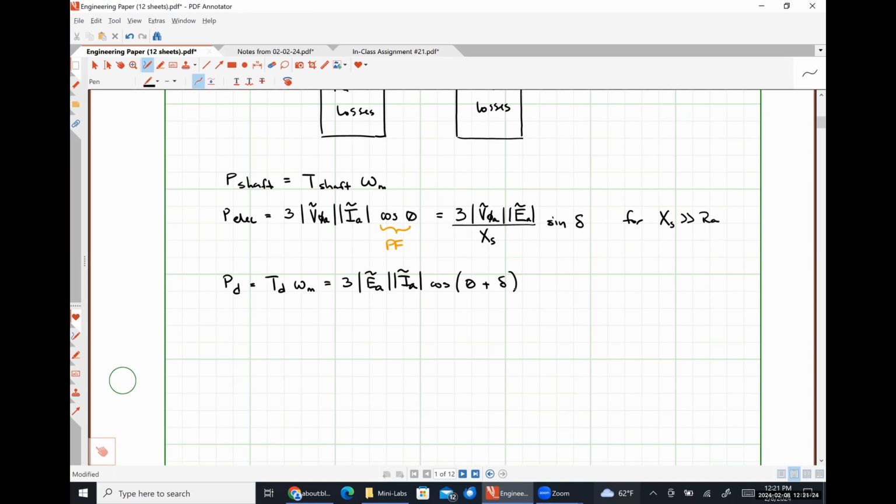So just to recap things here, theta is the angle between VA and IA, and delta is the angle between EA and VA.